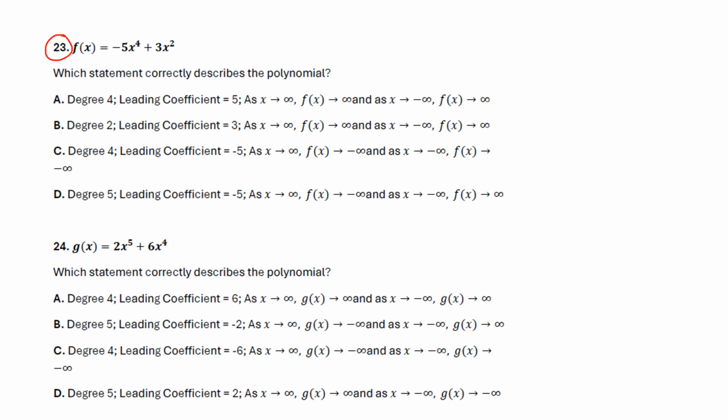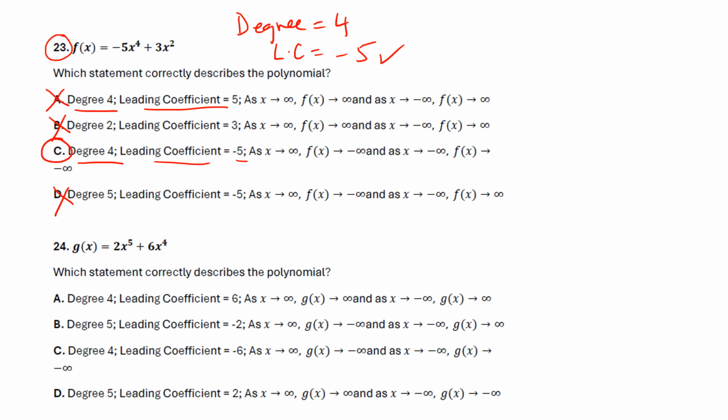Question 23, same question, but this time it is in MCQ form. So we have already discussed how to find degree and leading coefficient. As you see, degree is 4 and leading coefficient is -5. So look at the options. Degree 2 not possible, degree 5 not possible, so these two cannot be the correct answer. Again, look at the options here. Degree is 4, degree is 4, both look correct. Here the leading coefficient is +5, however here it is -5, and -5 is the correct answer. So which is the correct one? C.